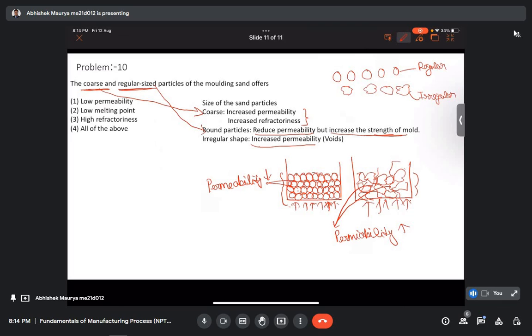So let's see the question. We have coarse, we have regular. Coarse means increased permeability, but the option is low permeability, so it is wrong. And coarse means increased refractoriness, so here high refractoriness is there. Let's see about the size and shape of the particle. Regular size means permeability will be less. A regular size means less permeability, low permeability is here.